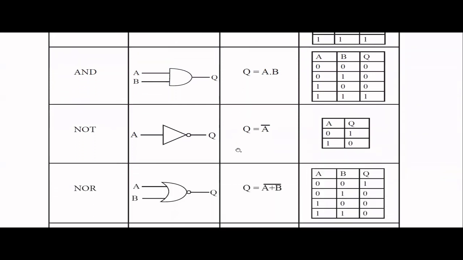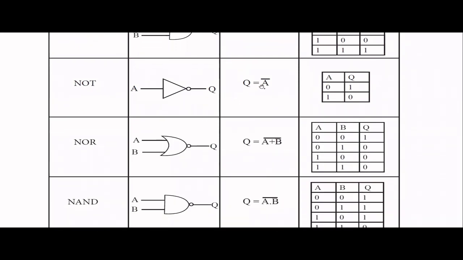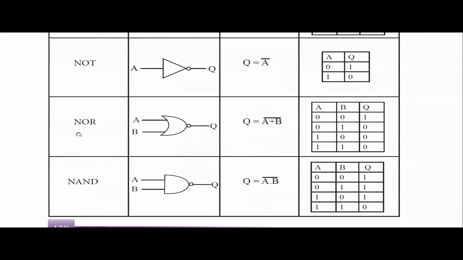Then we learned about the NOT gate, right? NOT means the negation, or we call it A bar. If A input is 0, output becomes 1. If A input is 1, then the output becomes 0. So it's a negation. Then we have NOR gate and NAND gate. NOR means the OR gate, but the negation of it. In the OR gate, at least one input should become 1 to have the output as 1. But here, if at least one input is 1, then your output becomes 0. So both the inputs should be 0 for the NOR gate to have an output of 1.